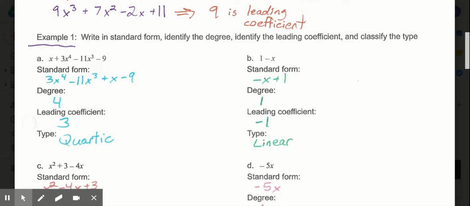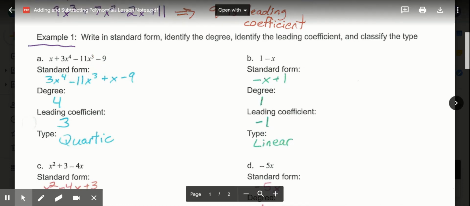Then we have to identify our degree being the largest exponent value, in this case 4, so we have a degree of 4. The leading coefficient is the value out in front once we're in standard form. So in this case, 3 is our coefficient out in front. And then our types.